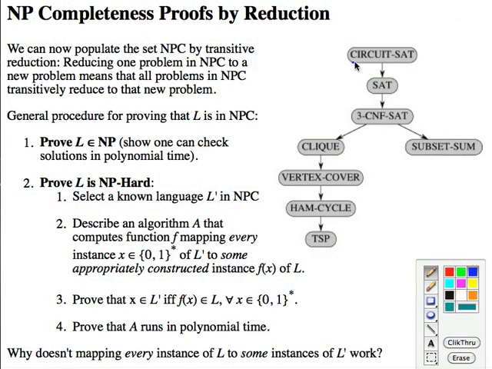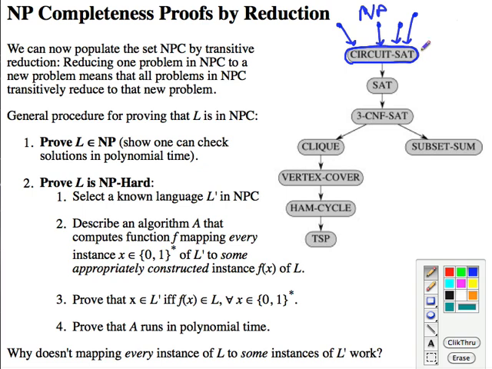So we have shown circuit SAT to be NP complete, and what that means is for any problem in the set NP, say we have all these problems, they can be reduced to circuit SAT. So we can solve any of the problems in NP by converting them into an instance of circuit SAT and solving that. Now, to show other problems are NP complete, we're going to use transitivity.